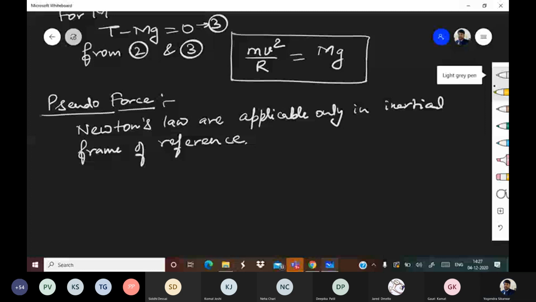Non-inertial frame of reference. So what are these inertial and non-inertial? Let us talk about them.